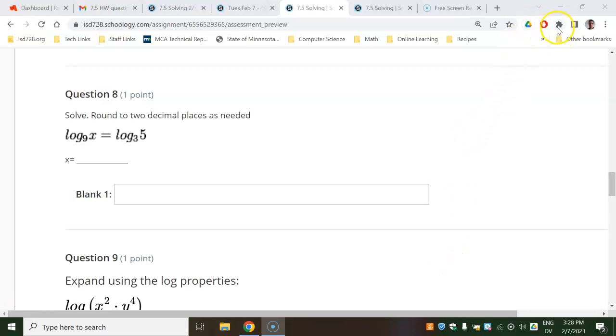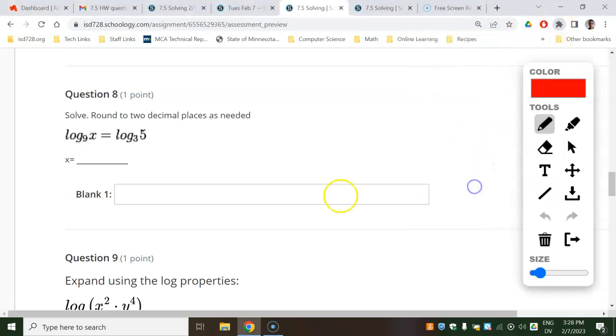Alright, this video is going over question number 8 from the homework. Thoughts on this? This is a little weird because you've got logs on both sides. Alright, but I guess the first thing I would realize is that this is just a number. Log base 3 of 5 is just a number we can do on our calculator.